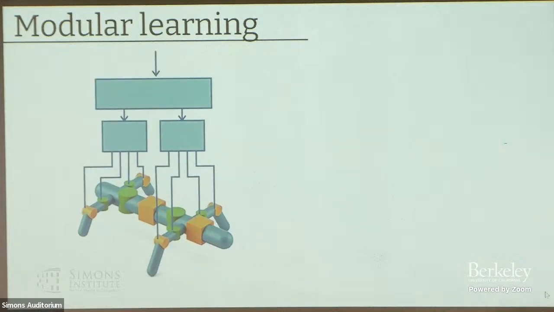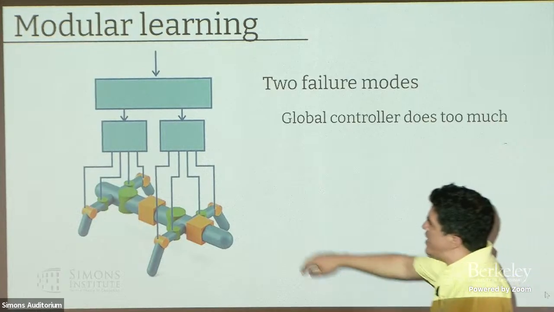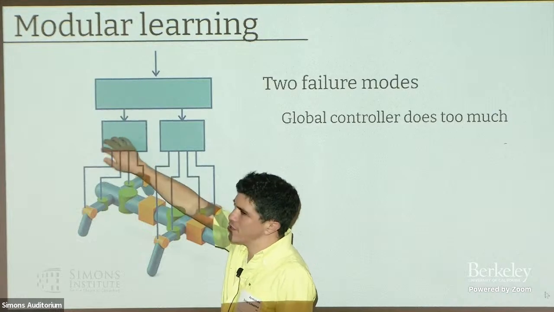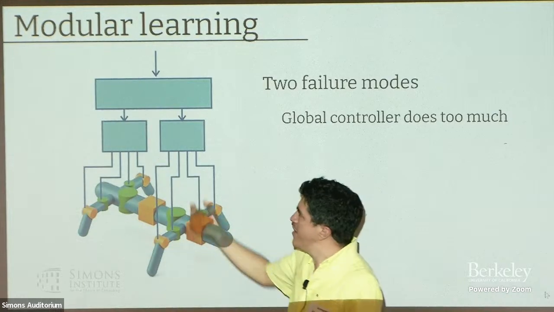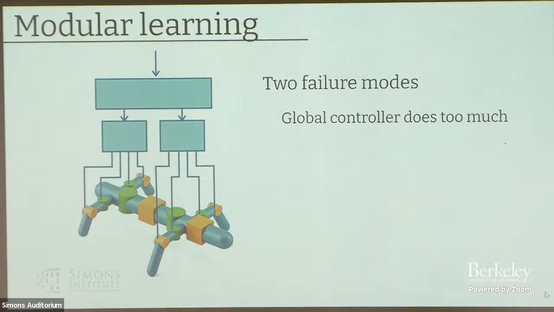What's the problem with this? Why is this not trivial? There's two failure modes when you try to do this, and they have to do with the interface between these two modules. It turns out you have to impose some kind of structure at the interface of these two modules, because otherwise you might end up with a situation where the global controller does too much, right?